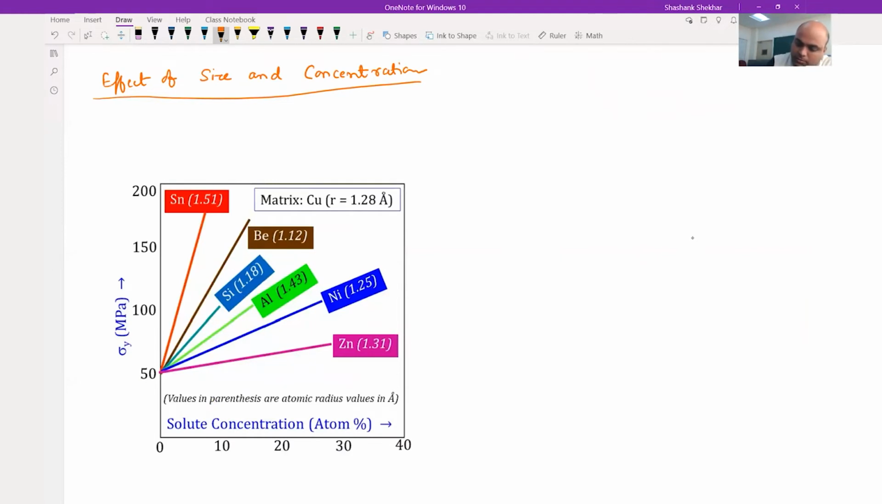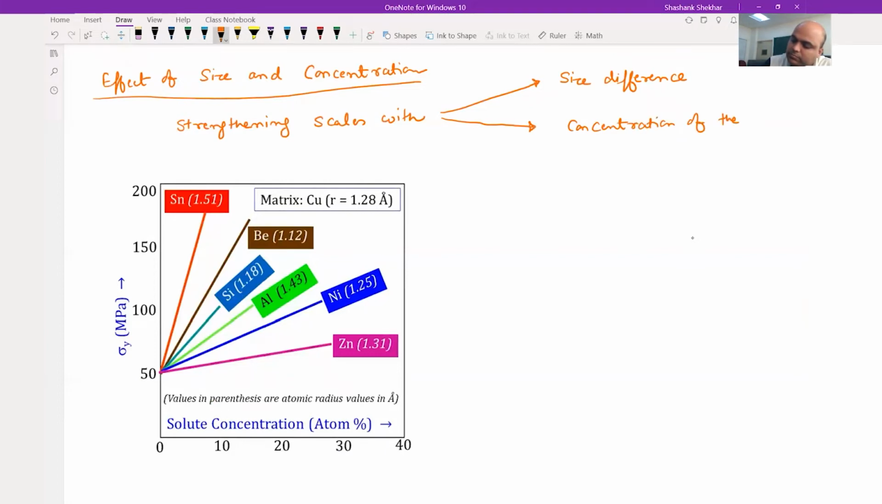So strengthening scales with two factors. One is the size difference between solute atom and the solvent atom, and the second one is the concentration of the solute. The plot here is for the addition of solute atoms in copper. So you are adding aluminum in copper, nickel in copper, and so on, right? Tin, beryllium, silicon, etc. And then you have a quantification of increment in strength.